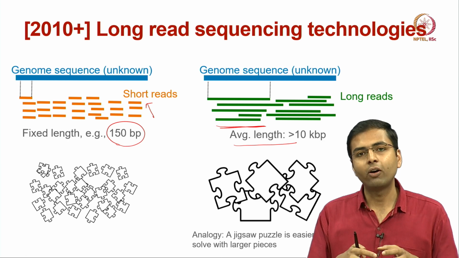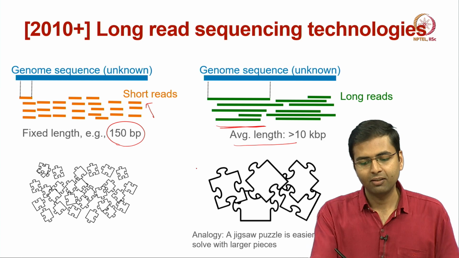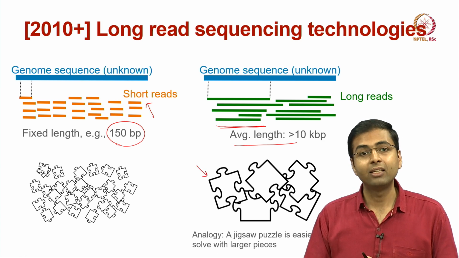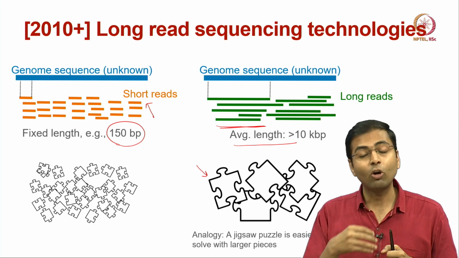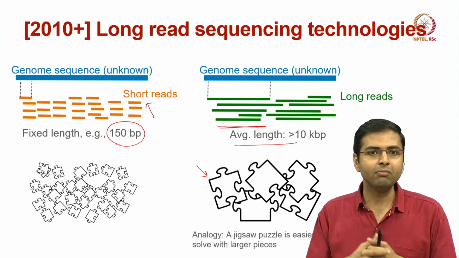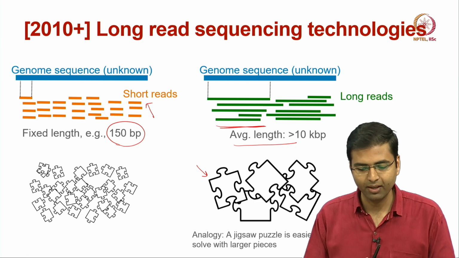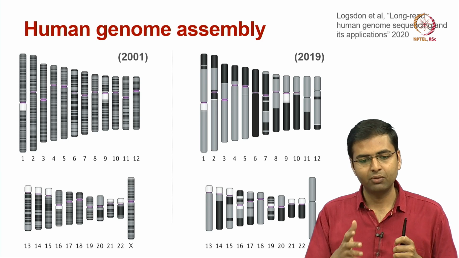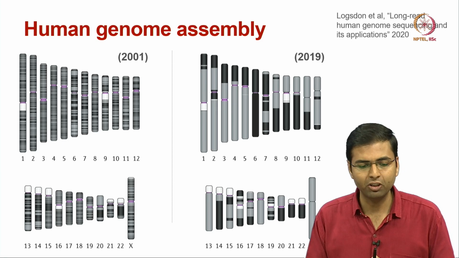So again, in the context of genome assembly, and if you remember the analogy with the jigsaw puzzle, now we can say that we are working with longer pieces, and the difficulty level of solving the jigsaw puzzle has reduced in some sense, because now you have access to longer pieces and solving the jigsaw puzzle will be much simpler when you have long reads. So here is how these long reads have changed the quality of genome assembly output.